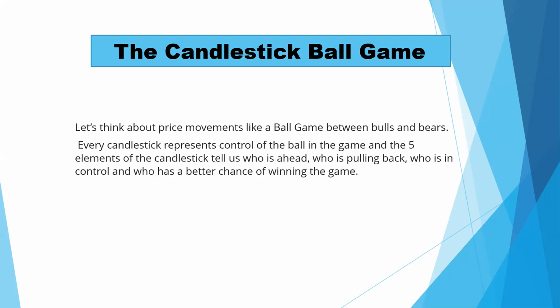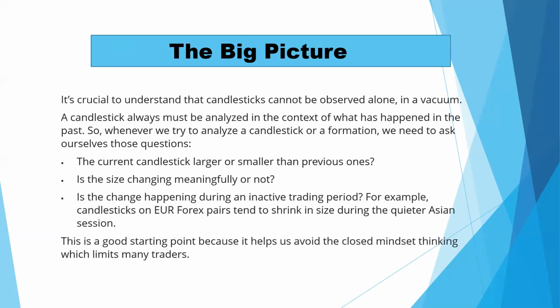There are 5 elements of the candlesticks that tell us who is ahead, who is pulling back, who is in control, and who has the better chance of winning the game. These 5 elements are the opening price, the closing price, the body, the high, and the low. It's really crucial to understand that candlesticks cannot be observed alone in a vacuum. A candlestick must always be analyzed in the context of what has happened in the past.